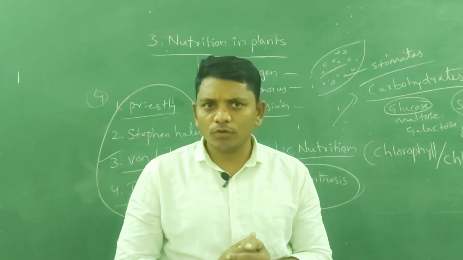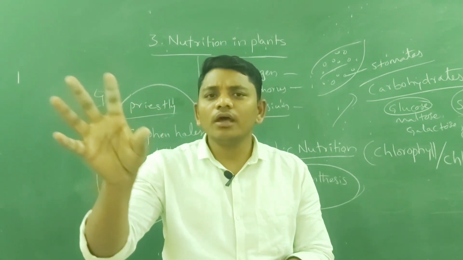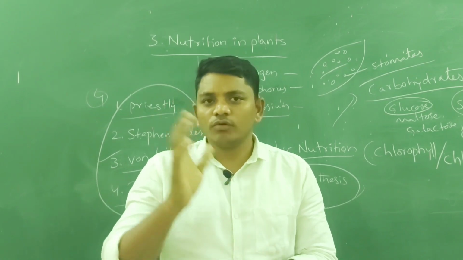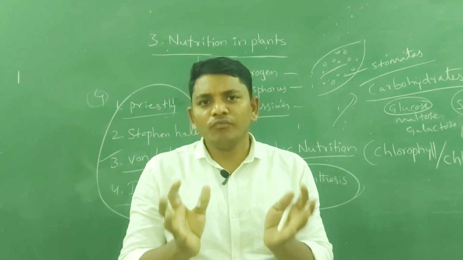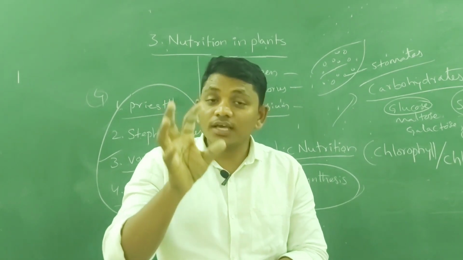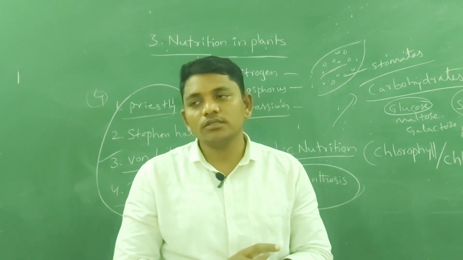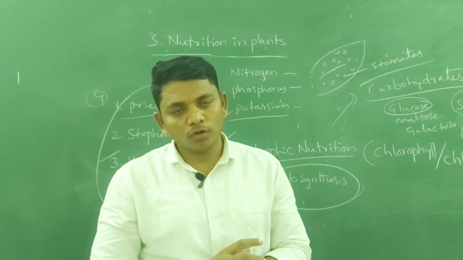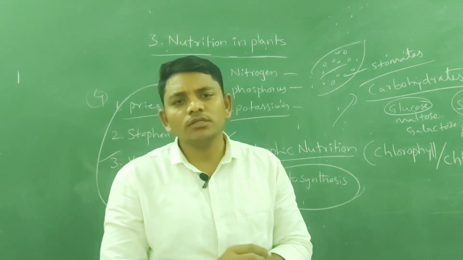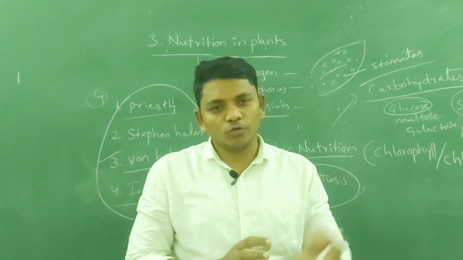You know what a heterotroph is? Heterotrophs are organisms that cannot synthesize their own food. The organisms which cannot synthesize their own food are called heterotrophs. Some plants cannot synthesize their own food. That is why they are called heterotrophs. Very few plants are like this. Except for them, all remaining plants are autotrophs.